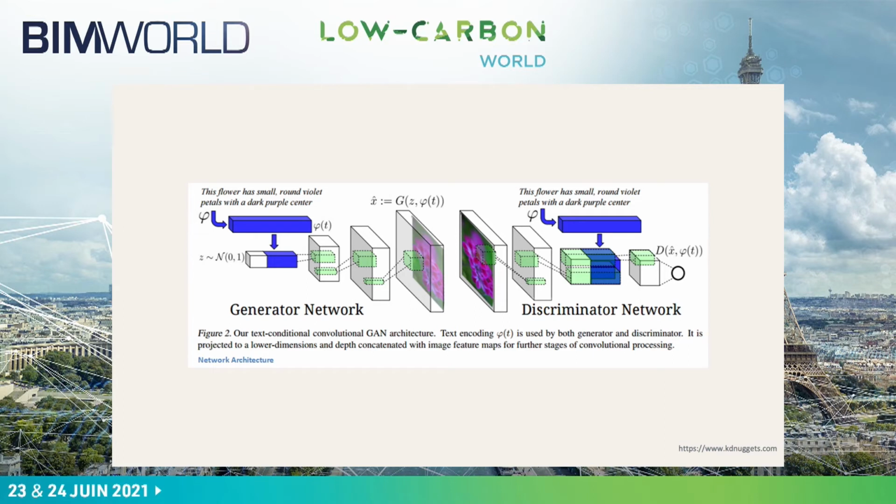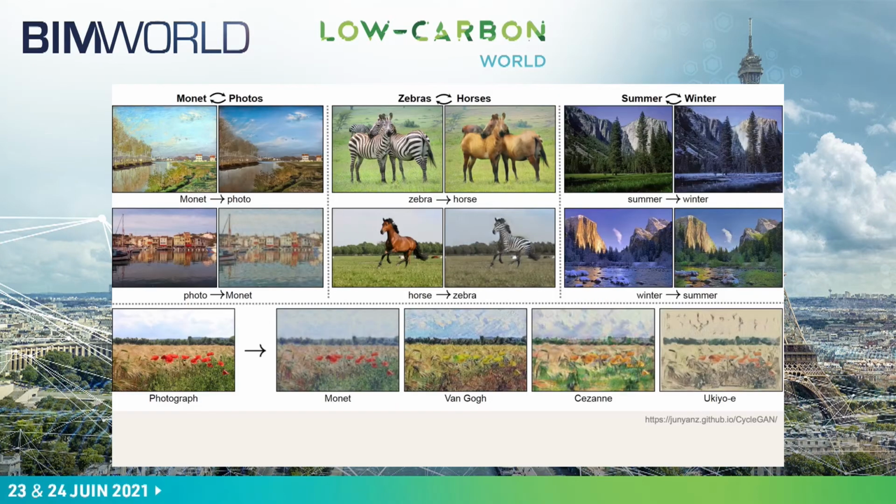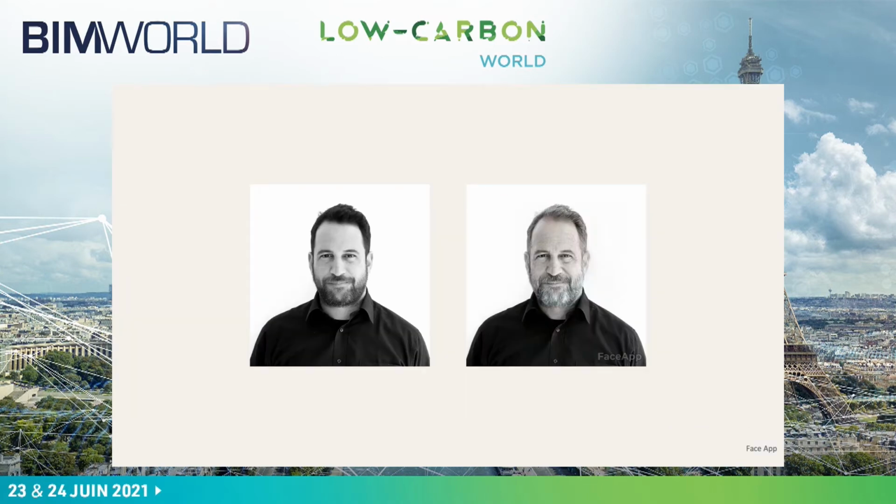Specifically, we're talking about generative adversarial networks, or GANs. You might have heard of them. They're very well known. They are the ones that take a photograph and turn it into a Monet painting, or take a horse and turn it into a zebra, or turn a winter picture into a summer picture, etc.